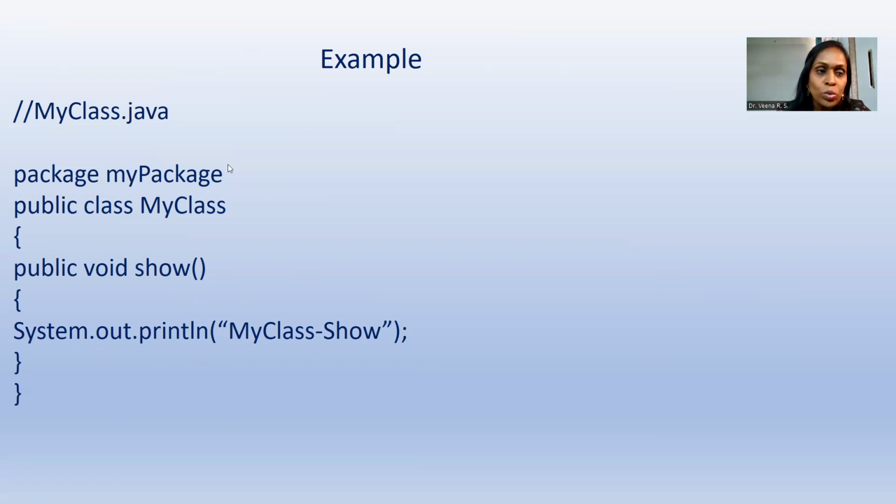If you analyze this code, it's very simple to say that there is a class created named MyClass, and this MyClass is stored in a package named mypackage. So mypackage is acting as a folder. In that folder, there is a class called MyClass. And in MyClass, there is a member called the show method. And this method can be called using the object of MyClass by importing mypackage in the respective program.